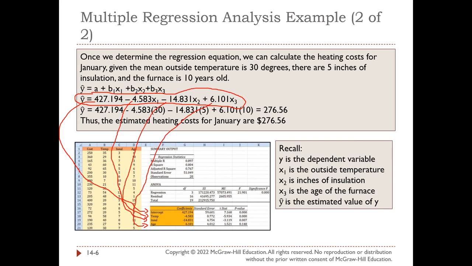Now, if I do put all the numbers into the formula, the 30 degrees, 5 inches, and 10 years, we come out to 276.56, which is the estimated heat cost of January as of that amount. And again, right here, since it's all in one page, you can probably put the formula right in here and have it calculated for yourself. We end up doing that with the practice problem.